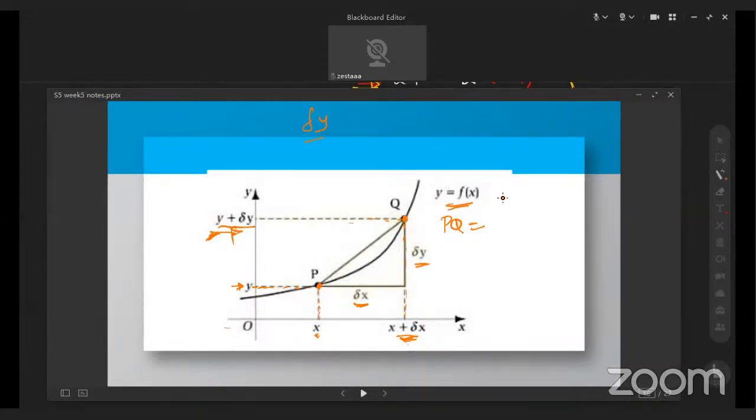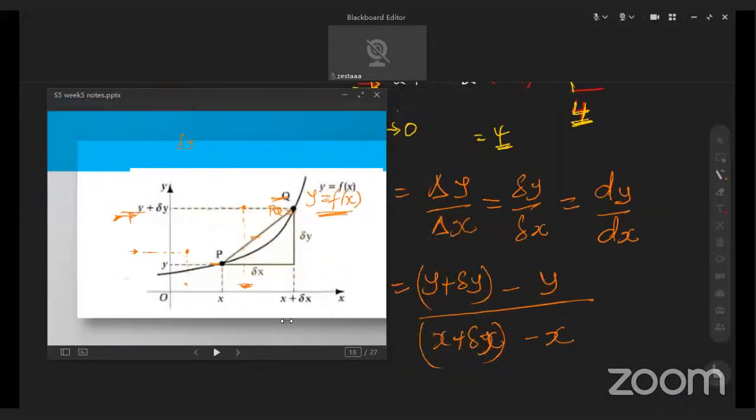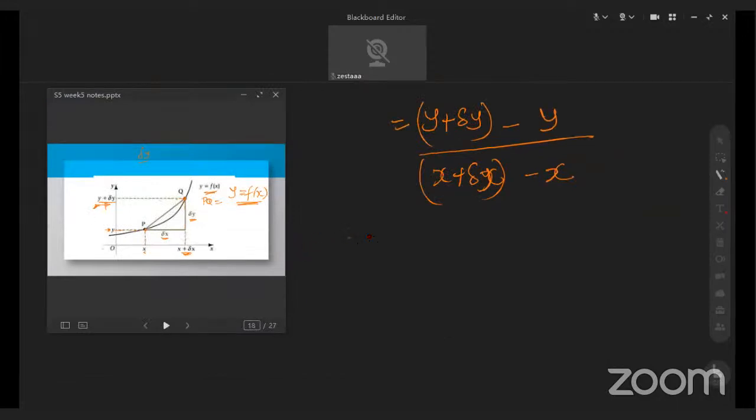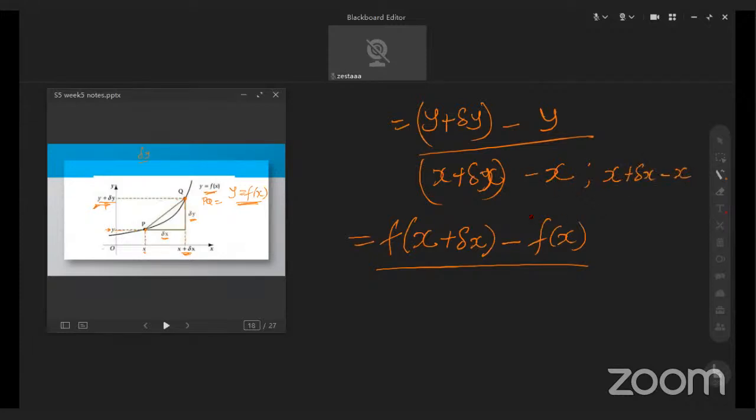But remember, they have said that our y is equal to f of x. That's our function. So what do we do? We do the substitution. Wherever we see the y, we substitute it with f of x. So when we do the substitution here, this will be equal to f of x plus the smaller change in x, minus f of x, because this is y. Then here we shall remain with x plus small change in x minus x. You realize that this x will cancel out with this one, x minus x, so you'll remain with the small change in x.